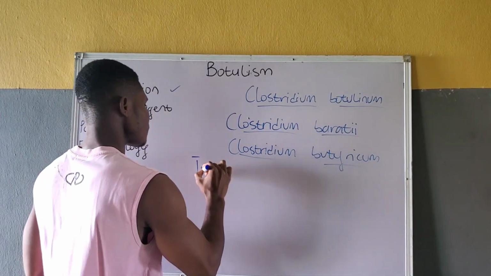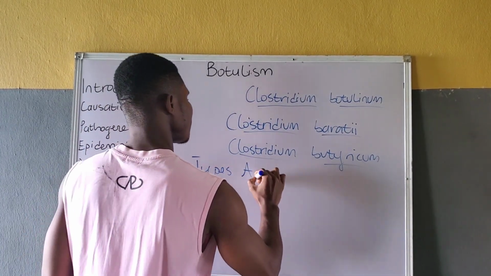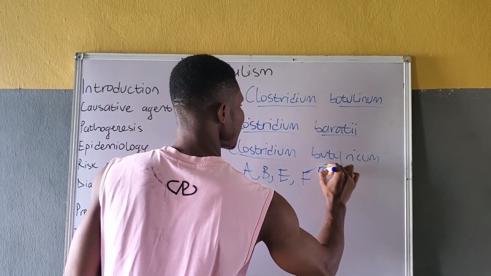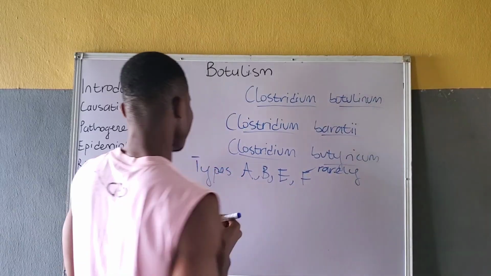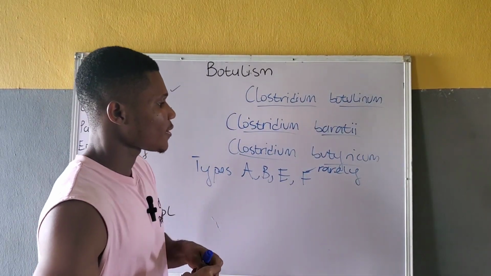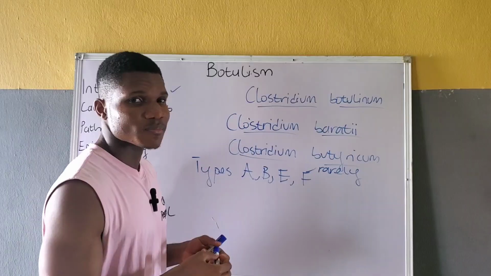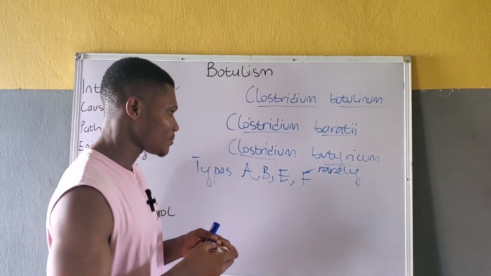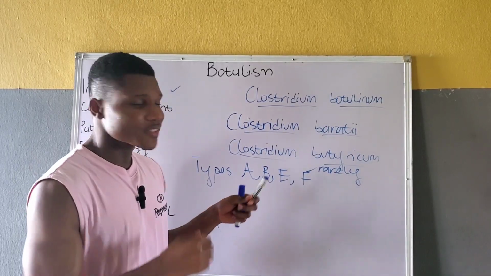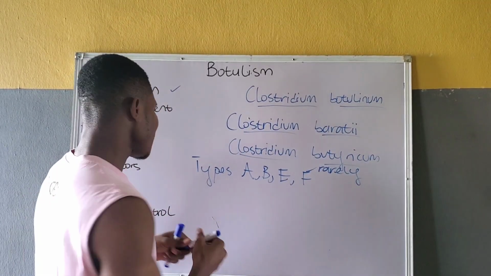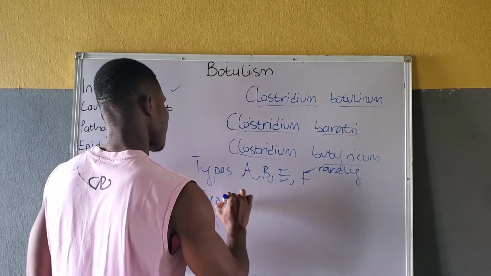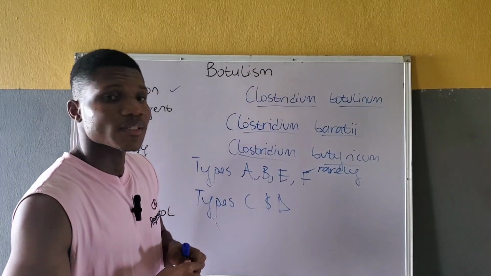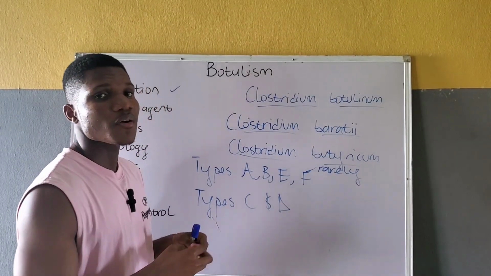Types A, B, E, and rarely F cause human botulism. These are the culprits when it comes to causing human botulism. Types C and D are involved in animal botulism. They are implicated in most cases of animal botulism.